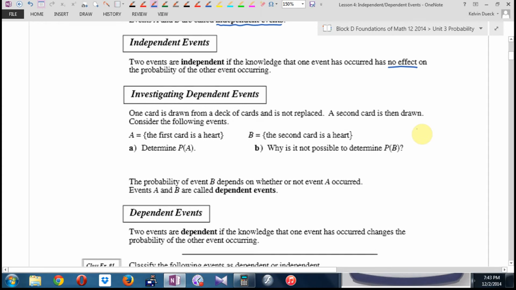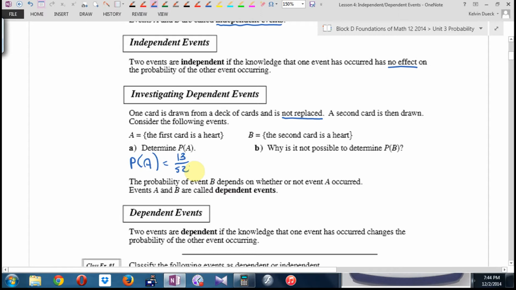Dependent events. One card is drawn from a deck of cards and is not replaced. A second card is then drawn. Consider the following events. A, the first card is a heart. B, the second card is a heart. Well, first card is a heart. How many hearts are there in the deck? 13. How many cards are there in the deck? 52.